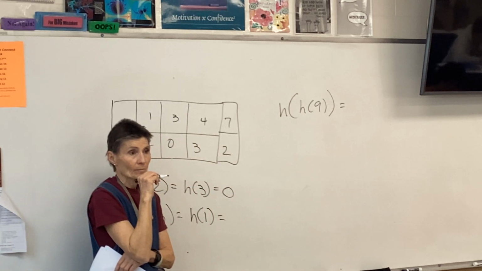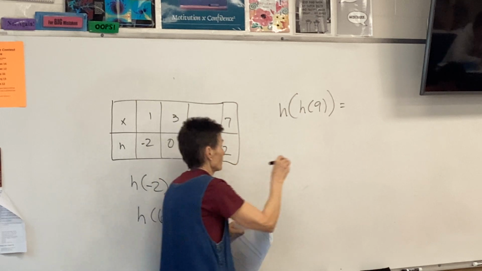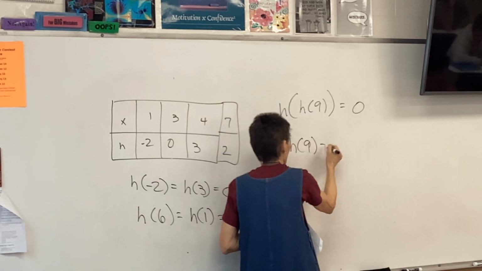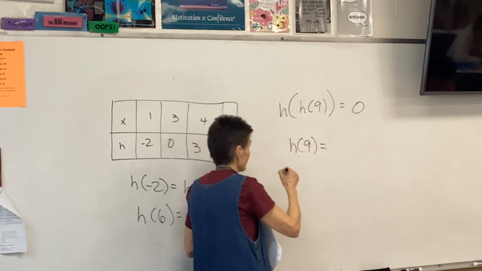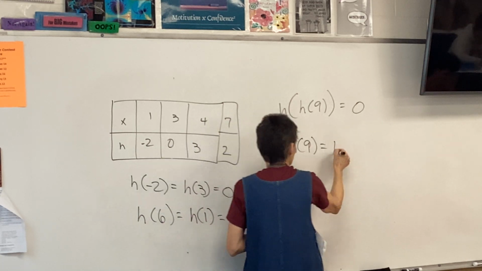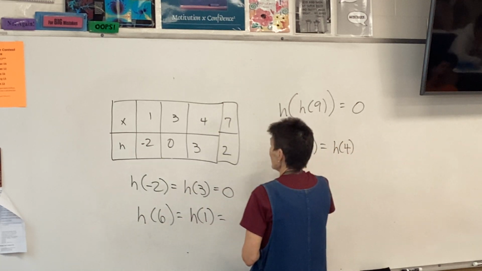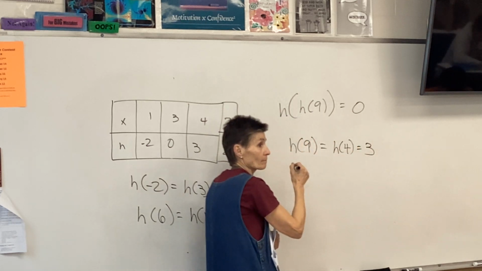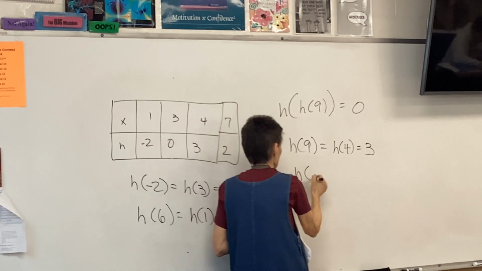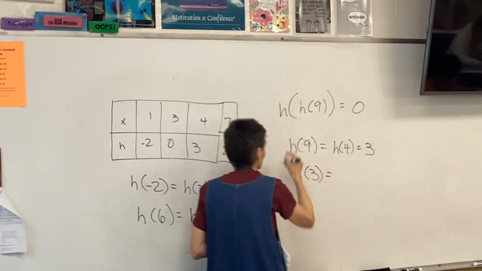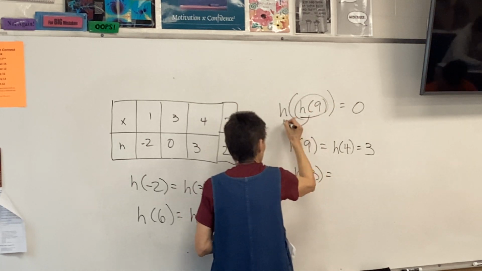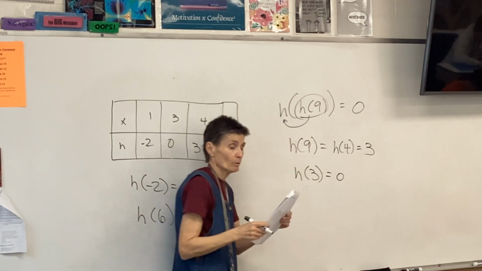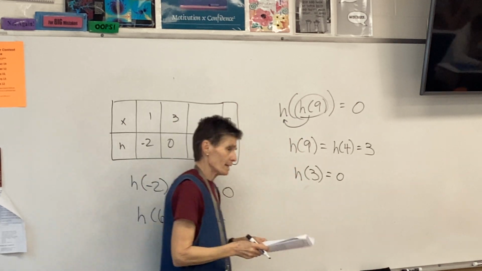Got it? What do you think? Got 0 as your answer? Let's check it out. H of 9 will be the same as H of 4. Do I have that one? Yep. So H of 9 is 3. And then H of 3, taking this and plugging in here, H of 3 is 0. Perfect, perfect, perfect. What about D?